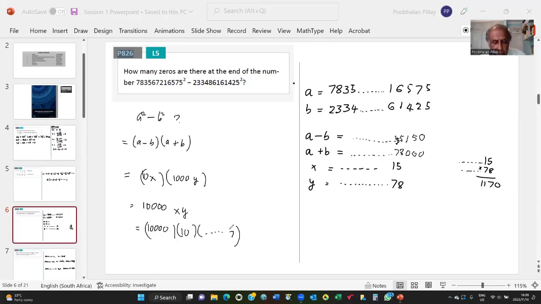Now you can see how many zeros there are at the end of the product. It's got 5 zeros because this number doesn't end in 0. You have to check whether the last number is 0. If it is 0, you continue. In this case, you stop here. So how many zeros are at the end? You have 4 zeros, and one more 0. So the answer is 5 zeros. Without a calculator, you can calculate this by using the difference of two squares.